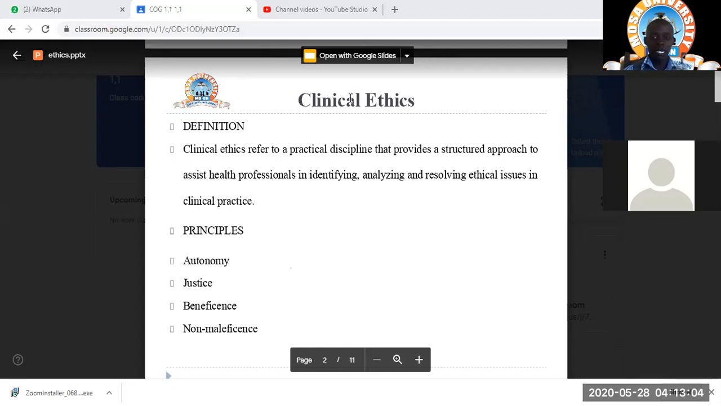Secondly, we're talking about principles of clinical ethics. These principles, I believe, have already been explained in one of our previous sessions. We talked about the principle of respect for autonomy, the principle of justice, beneficence, and lastly, the principle of non-maleficence. If you have been following our slides previously, we had talked about the principles of medical ethics. In other words, they are the principles of clinical ethics.